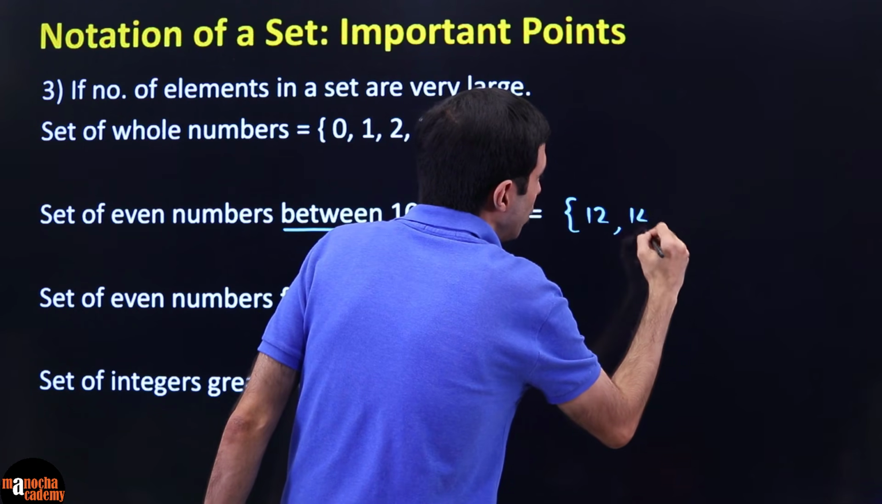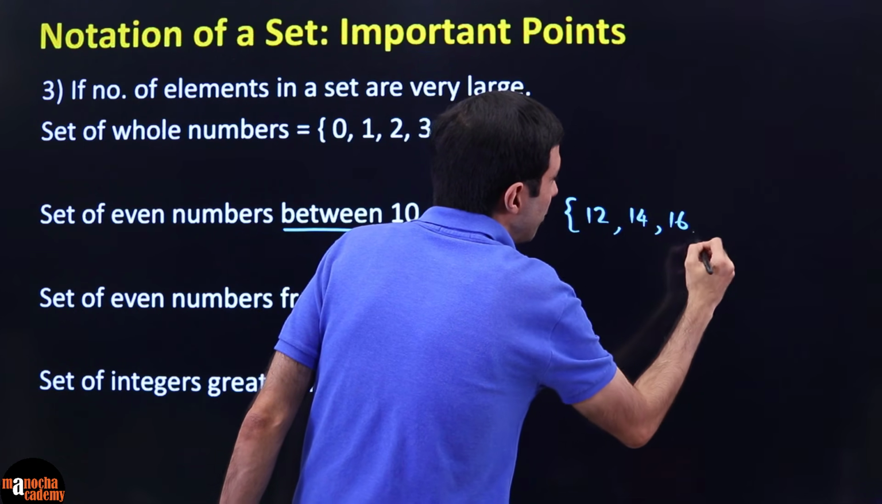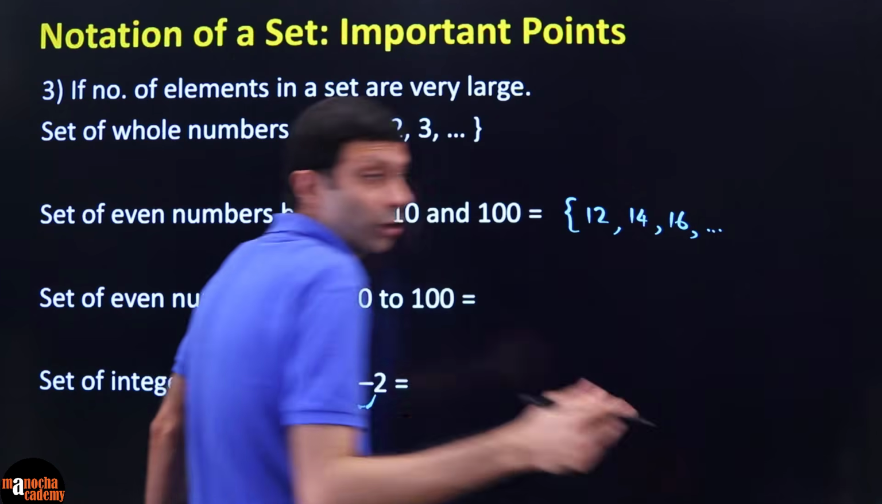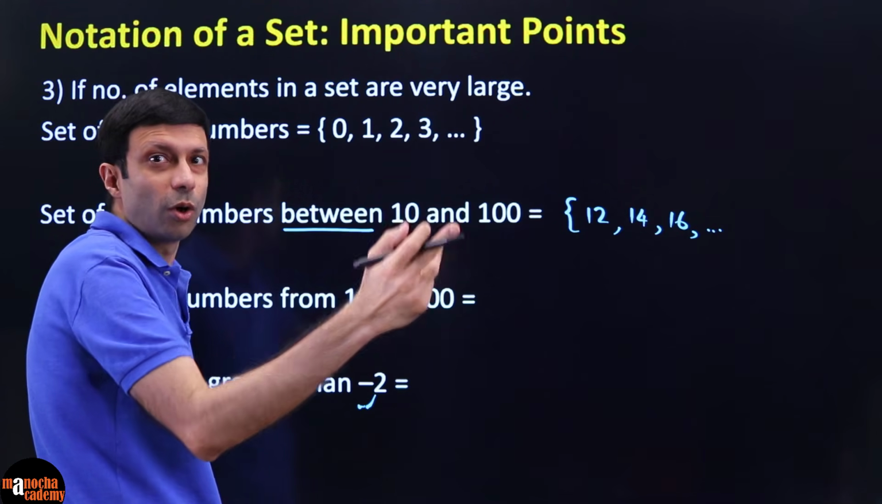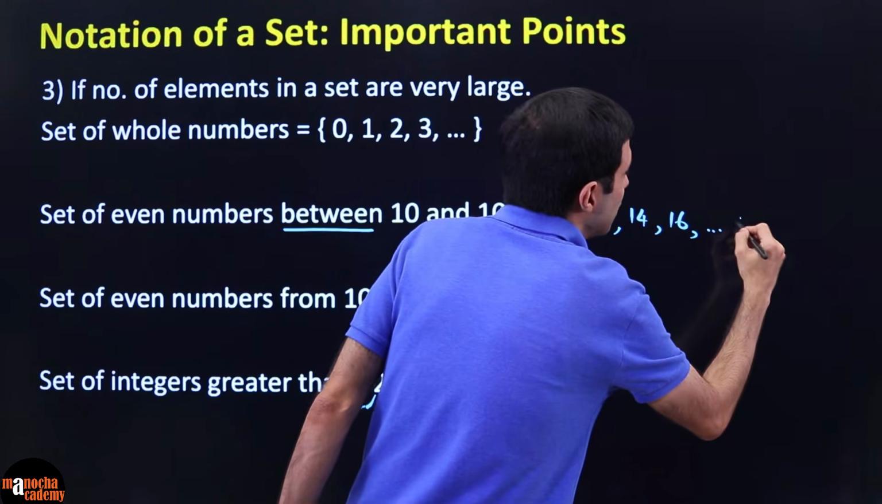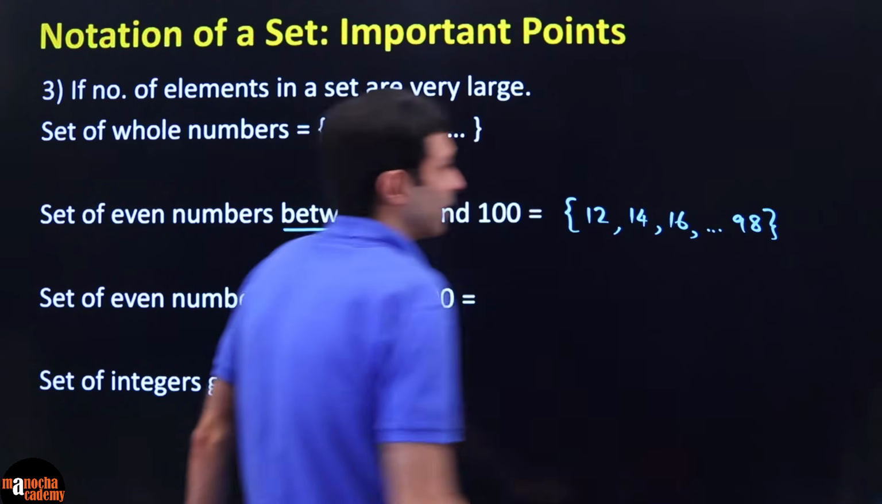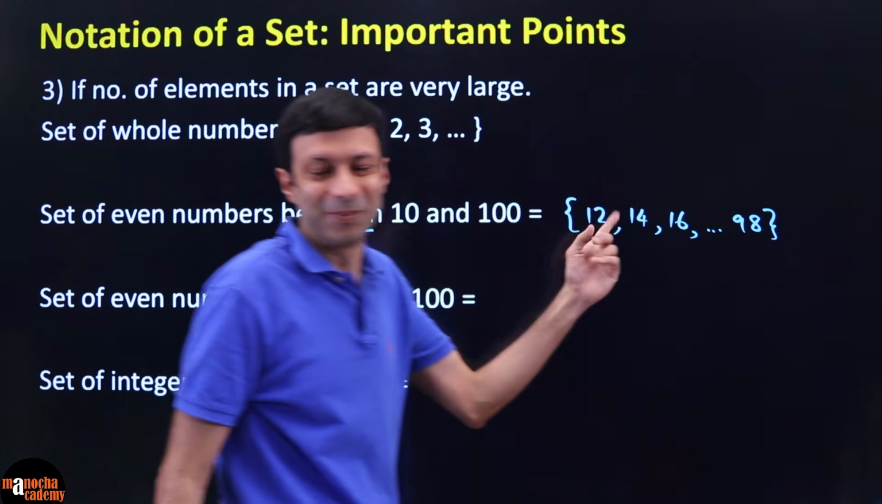12, 14, 16, these even numbers, and now again we can use the dot, dot, dot because there are many of them, and we will go not all the way up to 100 but up to 98. So that's our answer. Clear?